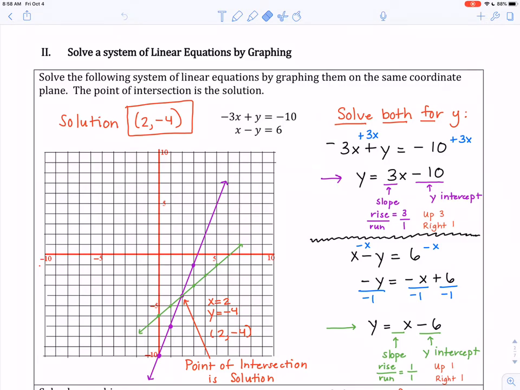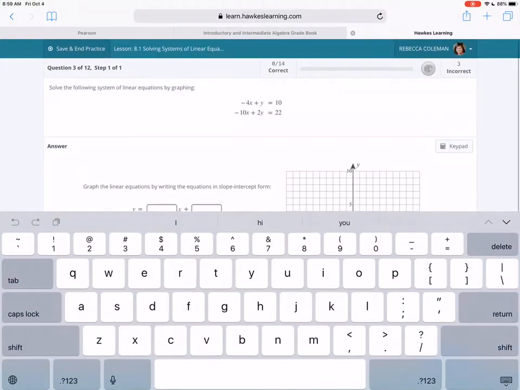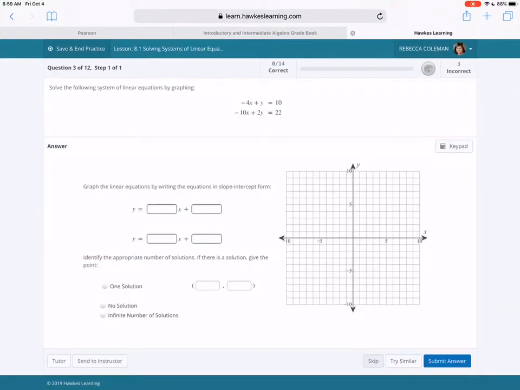And then just remember that slope, which is the coefficient of the x, is always rise over run. So it tells you how far you can go up or down on top and how far you can go left or right on the bottom. Now, when you're working these problems in Hawks, it will actually do all the graphing for you. So when you're doing your homework in section 8.1, all you're really going to have to worry about is solving it for y and then looking for the point of intersection.